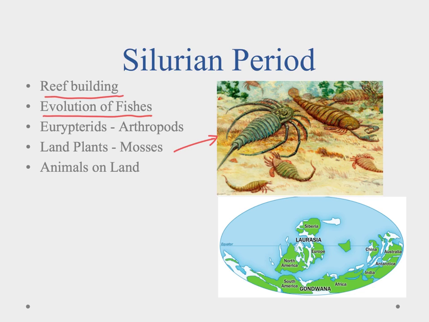On land, we had the mosses start to develop, and those are our first vascular plants. And we also saw animals start coming out onto the land. So the Silurian, we had not so much diversity, but we saw a lot of exploitation. We saw some evolution occurring, but it was basically, let's get onto land and start spreading out and start exploring that whole new environment of land.